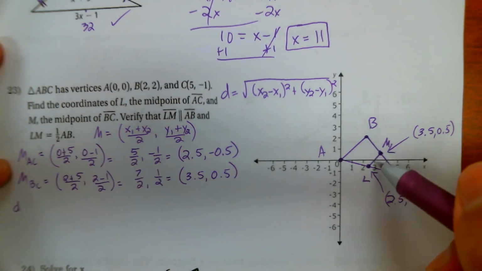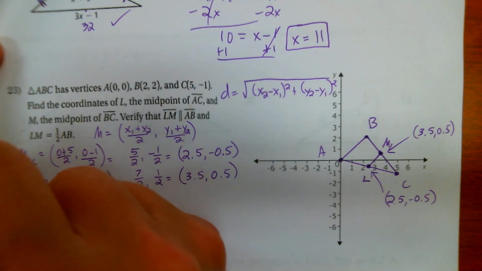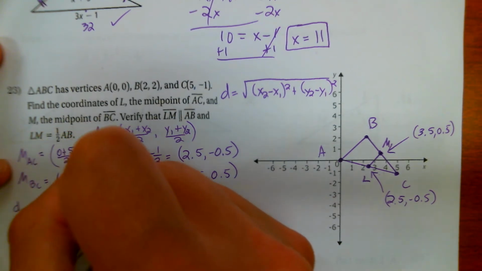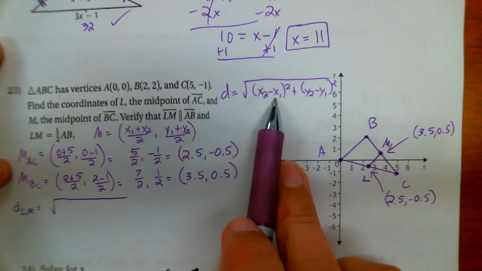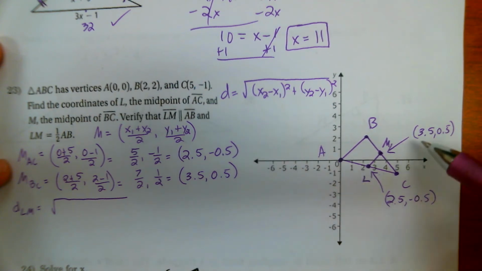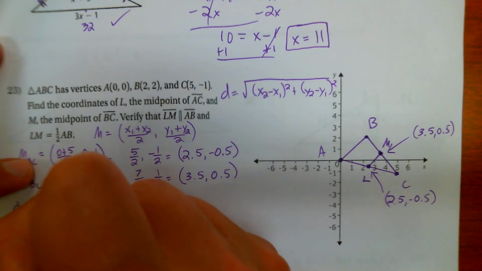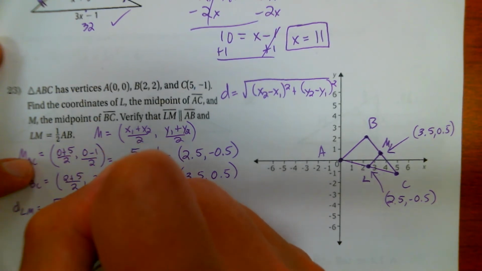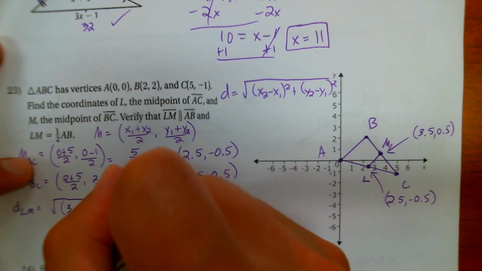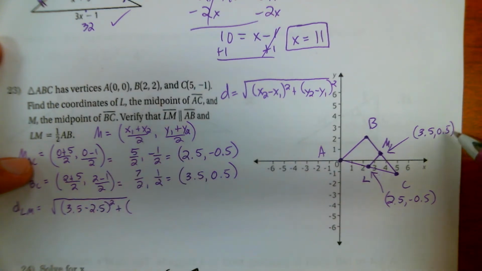I need the distance of LM and the distance of AB. I'll do LM first. The distance of LM is going to be equal to the square root of x2 minus x1. It's going to be the difference of these two x values. I'll do this one minus this one because I want to deal with a positive number: 3.5 minus 2.5, and then we're going to square that, plus the differences of my y's.